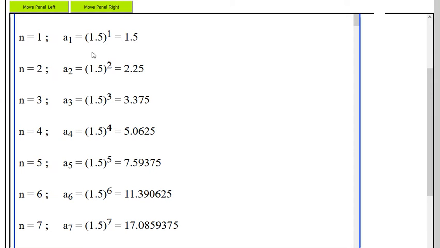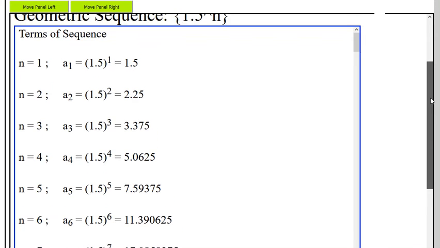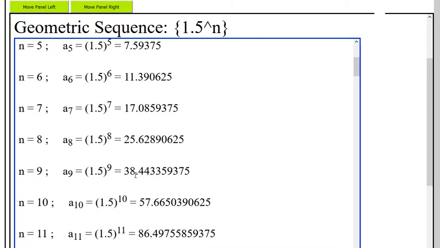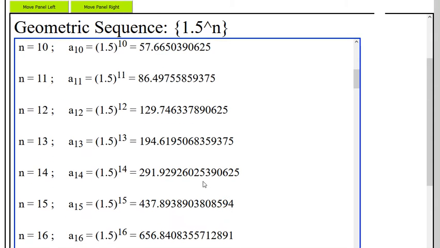And here's the geometric sequence of 1.5 to the n. So when n is 1, we get 1.5 to the first, which is 1.5. When n is 2, we get 1.5 to the second, which is 2.25, and so on. And then we can see here that as n increases, the values of the sequence also get larger.